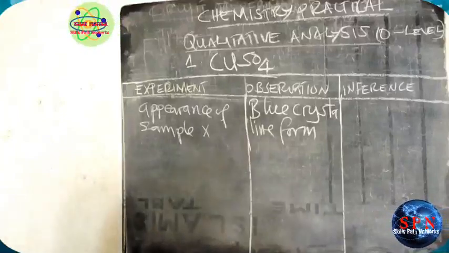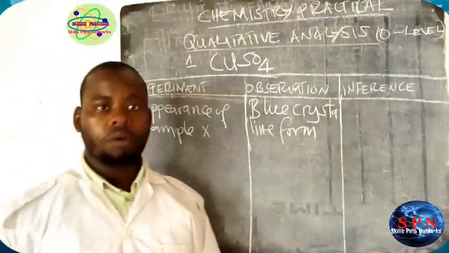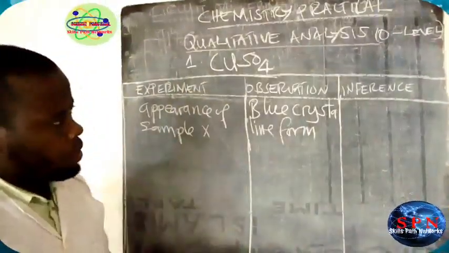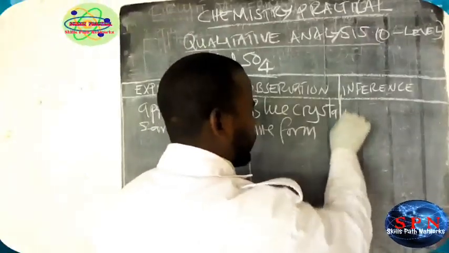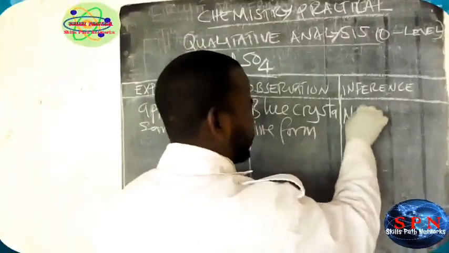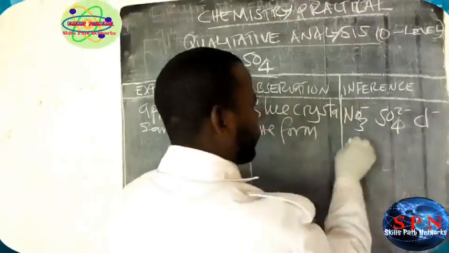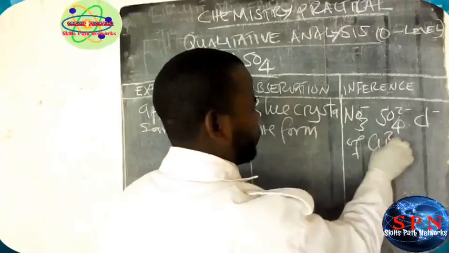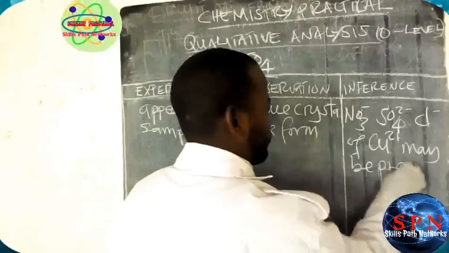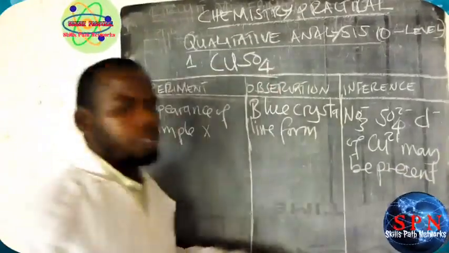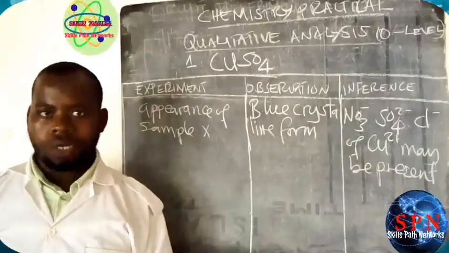According to the observation, when you go through the inference and look at your sheets, it means nitrate, sulfate, or chloride of copper 2 may be present. That is the appearance of the sample X, which is copper 2 sulphate.